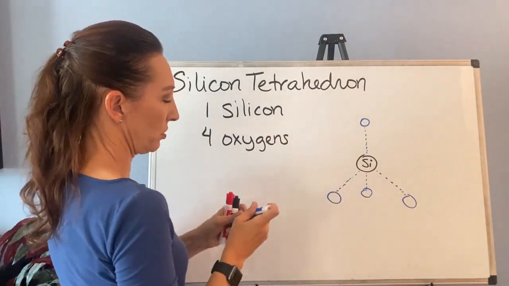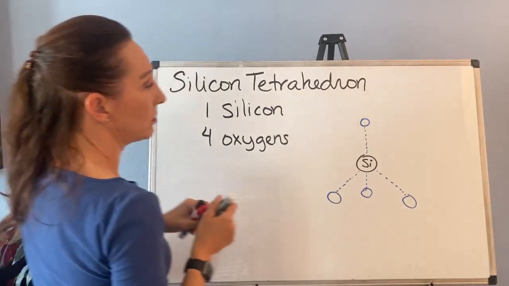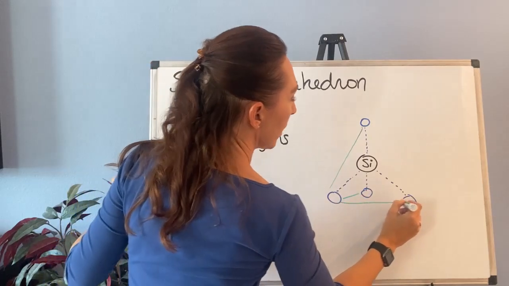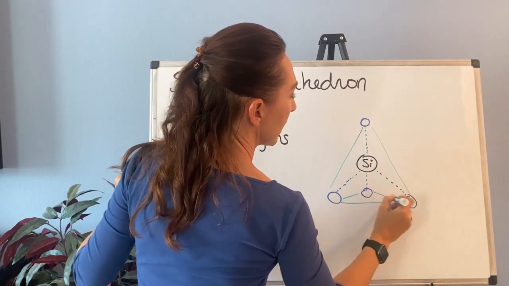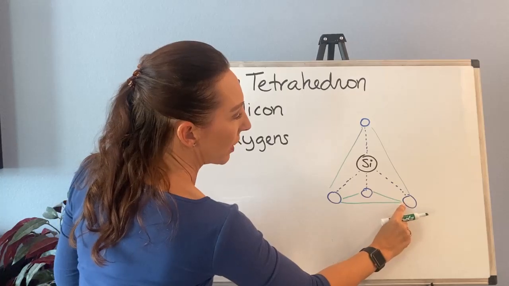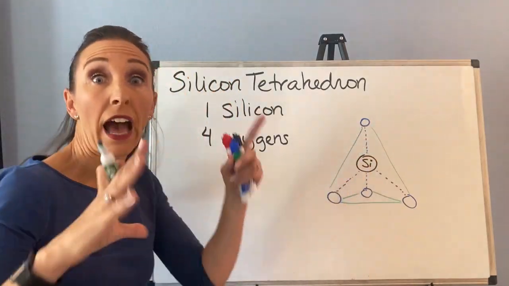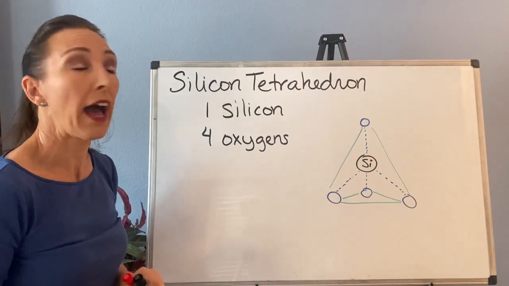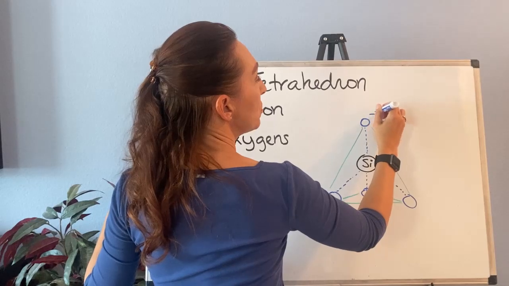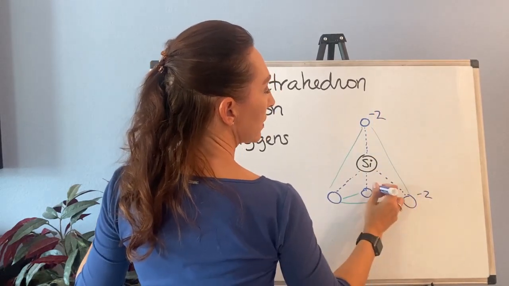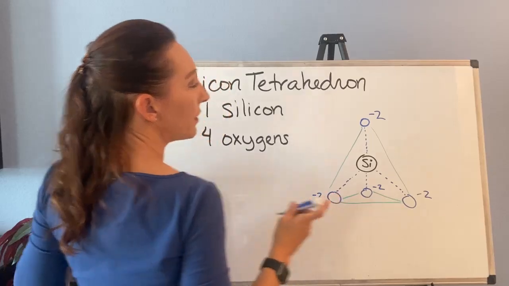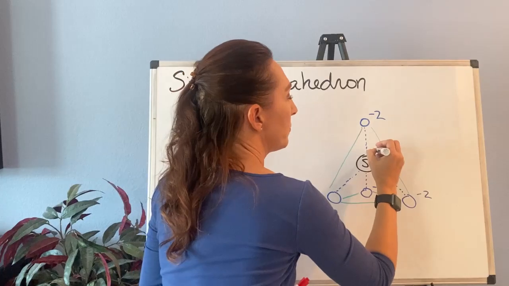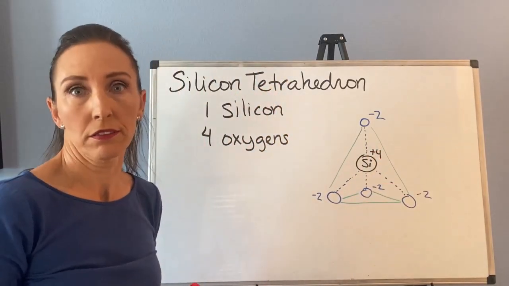If I were to draw what this would look like with sides on it, this would be connected, that would be connected like this and like this. So you have a base down here, like a triangle, and then 3 triangular sides hooking that together. Now the oxygens automatically have a -2 charge, so -2 on each of those. And then our silicon has a +4 charge, just the way that that element exists.